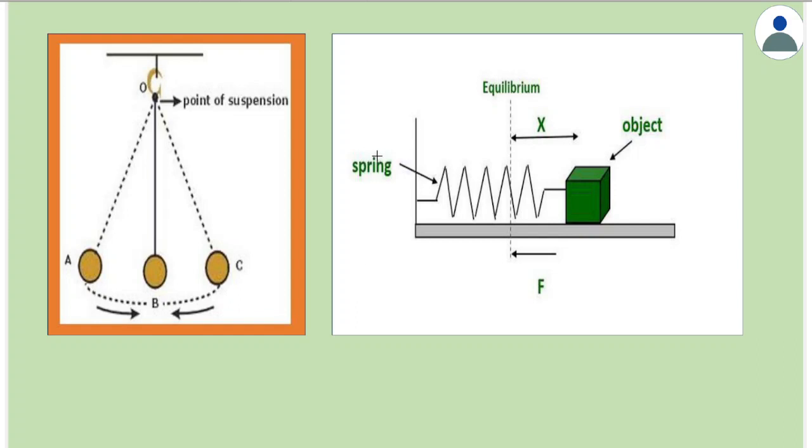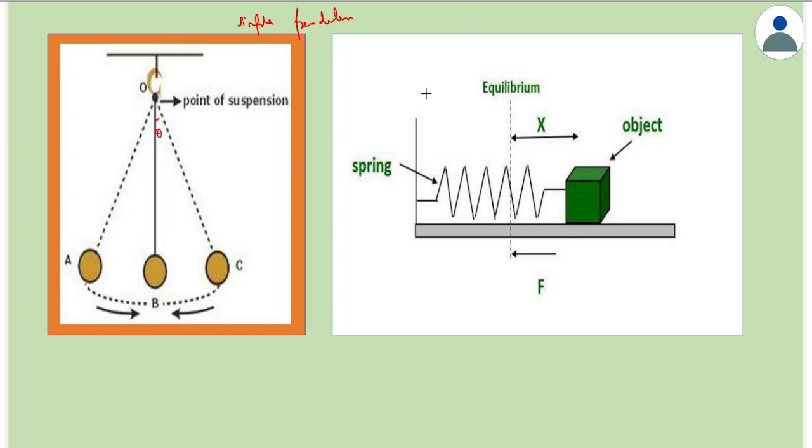There are many examples of simple harmonic motion. One example is the simple pendulum. A simple pendulum will be a simple harmonic motion only if the angle made here is small. Only for small angular displacements would this motion be a simple harmonic motion. Otherwise it will be just an oscillatory motion.